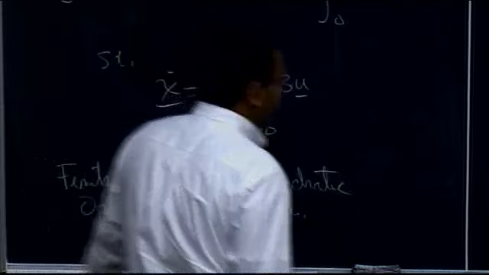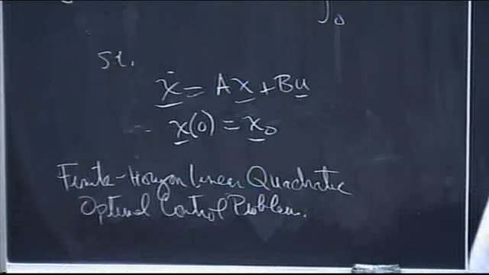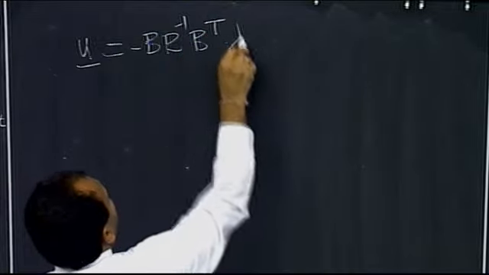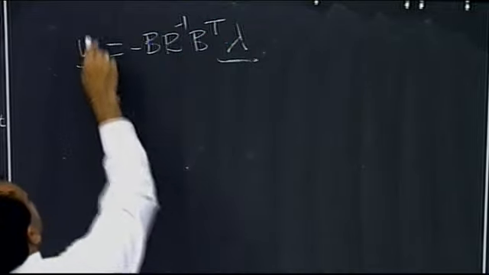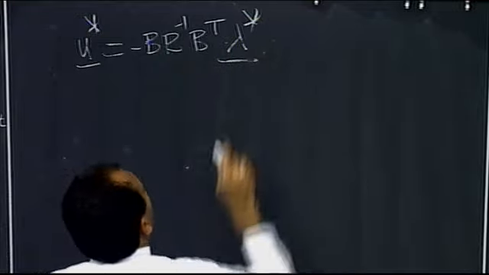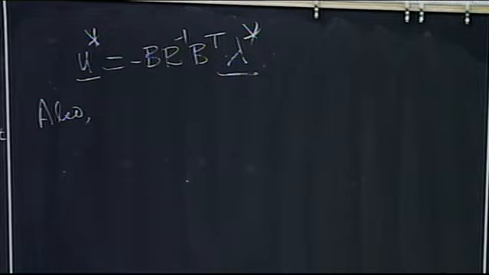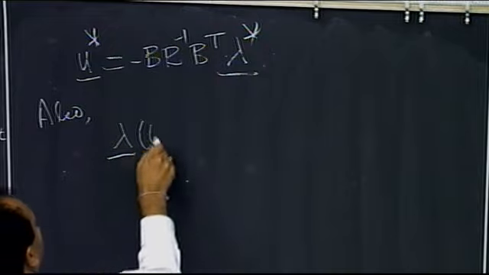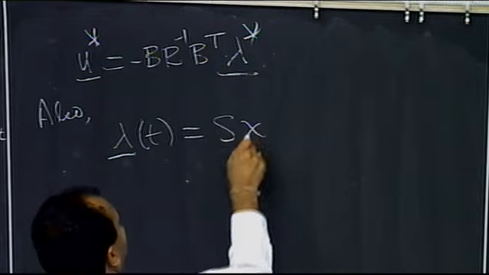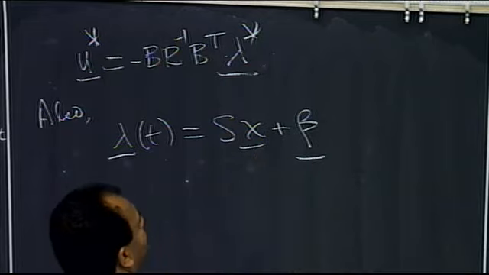When we saw that last time, the solution is the following. We got U is equal to minus R inverse B transpose times lambda. That was the optimal control. But we also saw that we had replaced lambda by this new function. We said Sx plus beta.